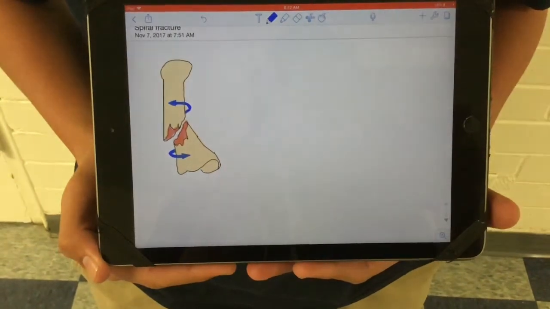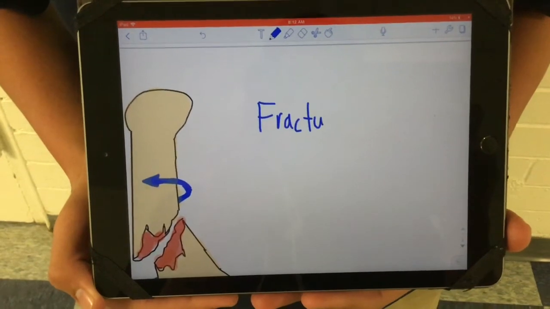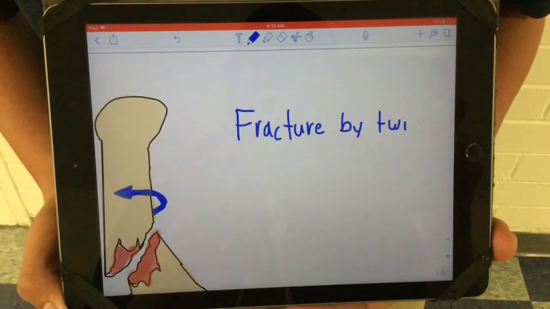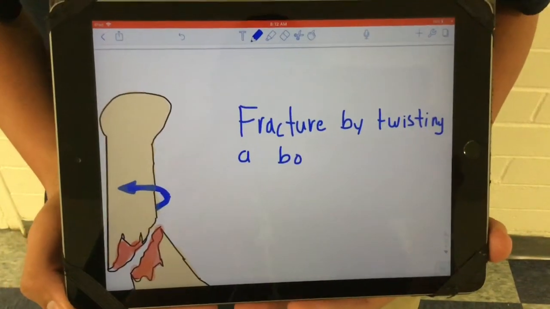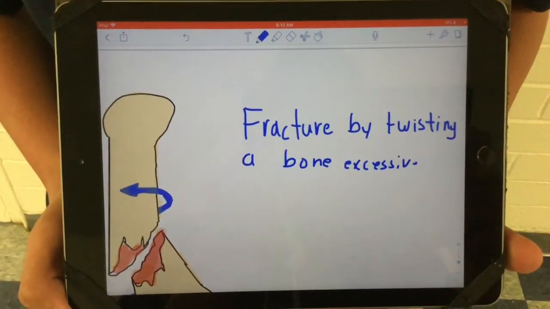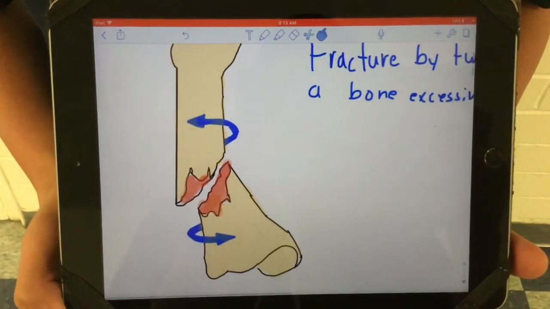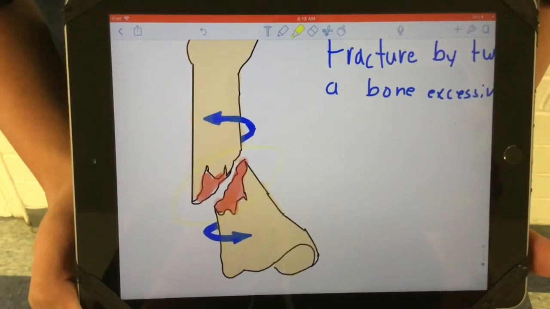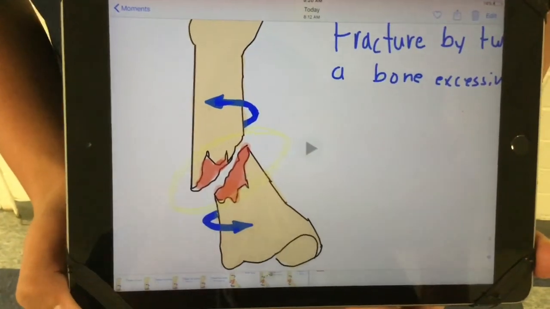This is a spiral fracture. It is a jagged break. It's a fracture that is caused by excessive twisting of the bone. It has jagged ends and most likely takes long to heal because the pieces are broken and are unable to completely go together. As you can see in the highlighted area, it's very hard for them to go back together and takes a long time to heal.